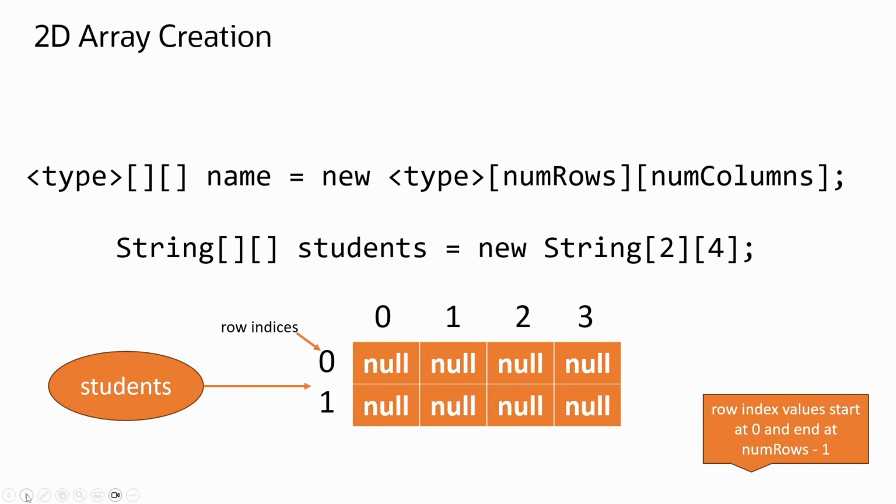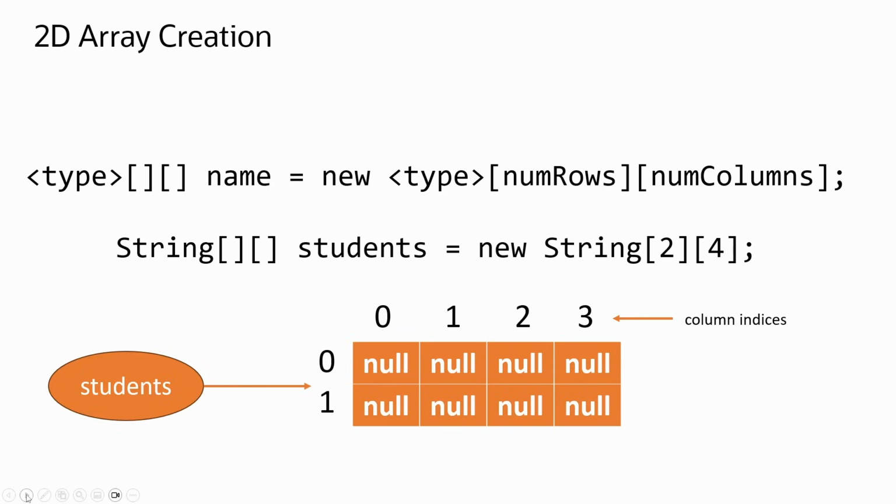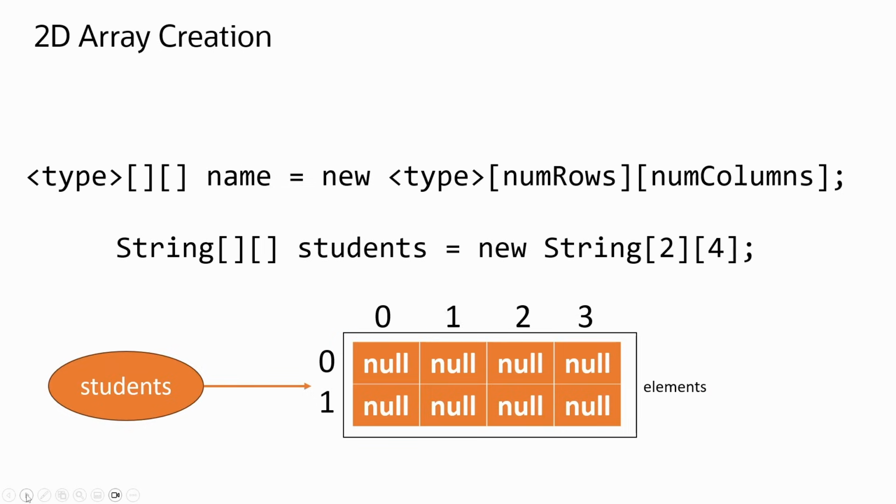They are going to start at 0 and they're going to end at the number of rows minus 1. Along the top, we have the column indices. They are going to start at 0 and end at num columns minus 1. These are the elements in the two-dimensional array. The initial value of reference types is null.